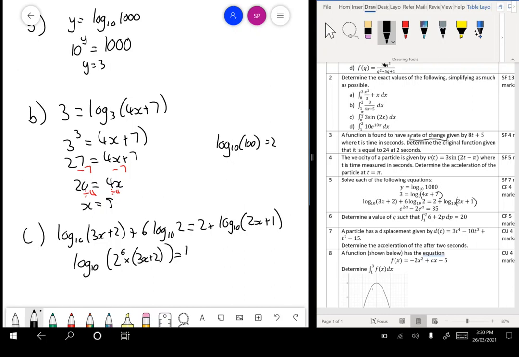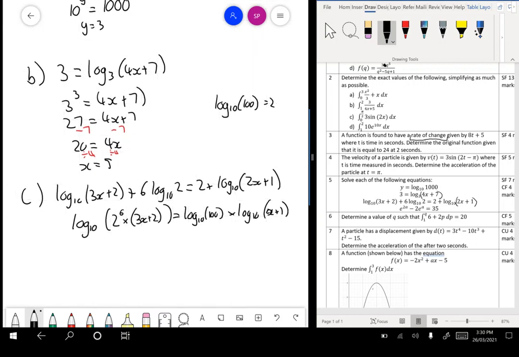So I'm replacing that 2 with log base 10 of 100, and that's times by log base 10 of 2x plus 1. And once again, I have the logs together, and I can just multiply them. So on the left I end up with log base 10 of 2 to the 6 times 3x plus 2, with the 2 to the 6 times 2 making 2 to the 7 times the 3x, equals log base 10 of 100 bracket 2x plus 1. Should be 200x plus 100.